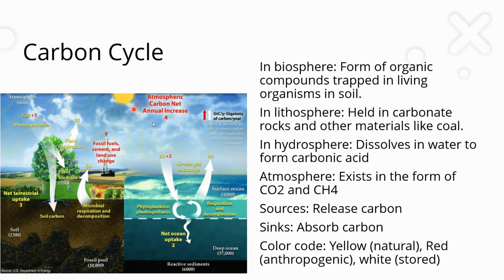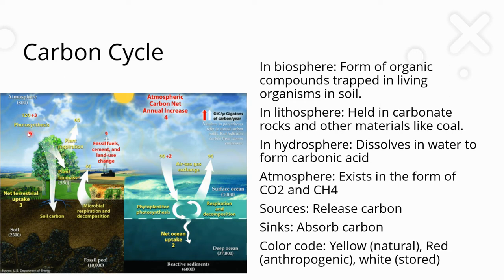Let me turn on my laser pointer first. If you look at this cycle, you can see in the atmosphere, photosynthesis takes almost 120, and that stores the soil carbon. Whenever the arrow is downward, that means the carbon is being absorbed, so the entity there works as a sink. When the arrow is upward, that means the entity is acting as a source.